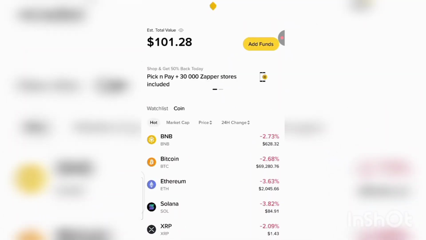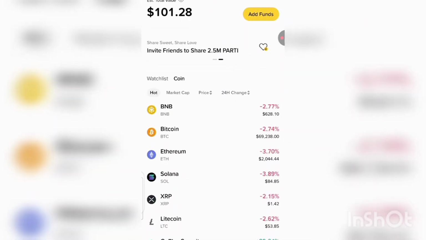Okay, so in this particular video, I'm going to be trading. You can see in my Binance I have 101 USDT, so I'm going to use it to make a live trade so that you can see how much we really gonna be making, and I'm going to make a withdrawal immediately.